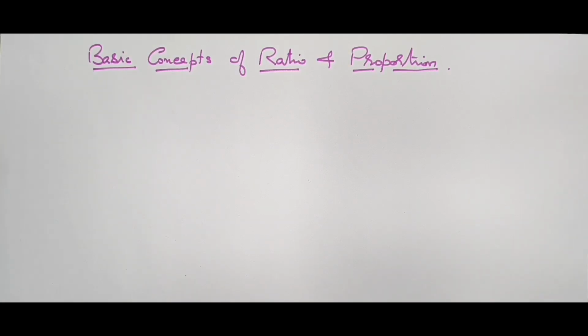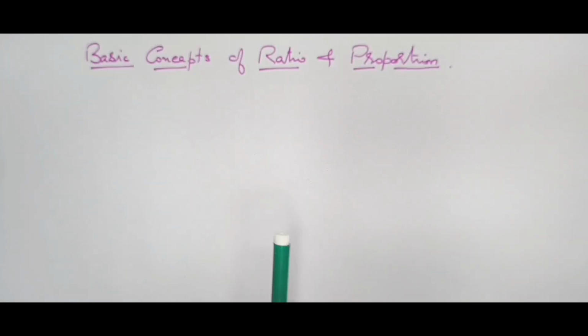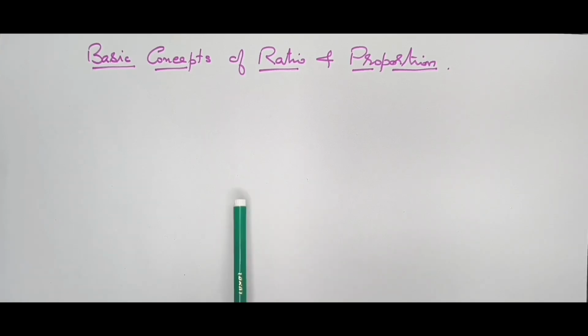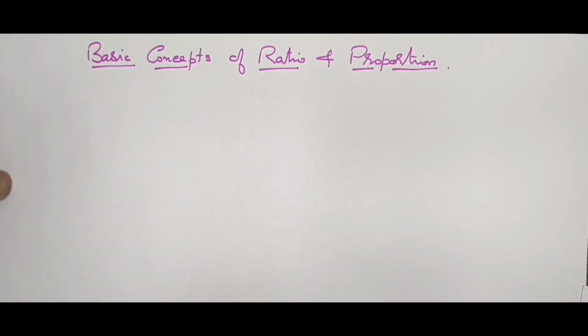We are looking at basic concepts of ratio and proportion in today's video. This is an important topic for all competitive examinations because to do well in other areas of quantitative aptitude like time and work, time and distance or whatever, you need to have a clear understanding of this topic, ratio and proportion. Ratio is a concept used to compare two or more comparable quantities.